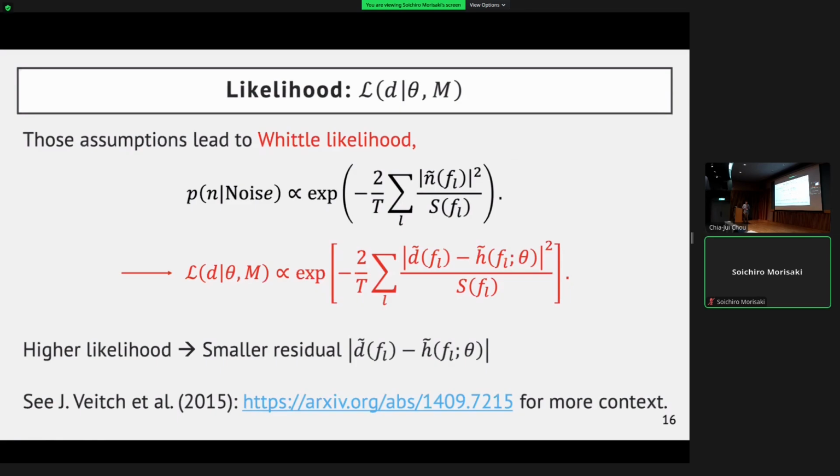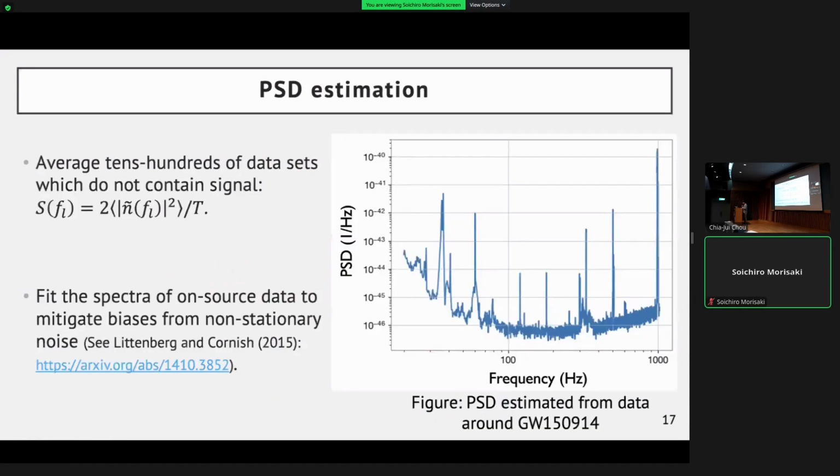Observing this functional form, we can notice that a higher value of this likelihood means a smaller norm value of data minus waveform. So this likelihood function is basically an indicator of how well the CBC waveform matches the data. So that makes sense. Okay, so we know how to obtain the likelihood. I will briefly explain how the PSD is estimated for CBC parameter estimation, because it is also a required component for the likelihood.